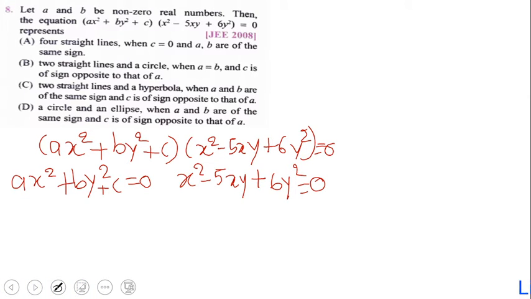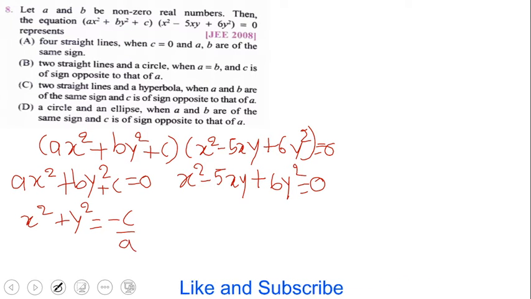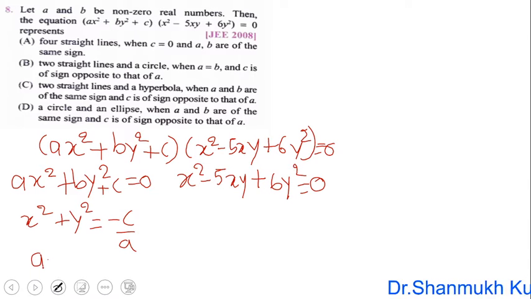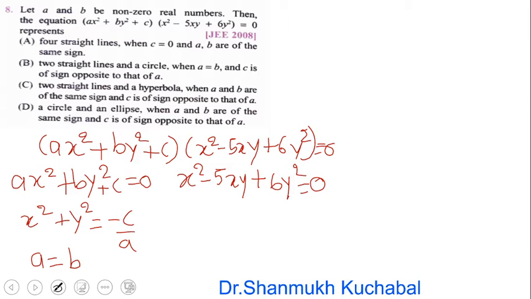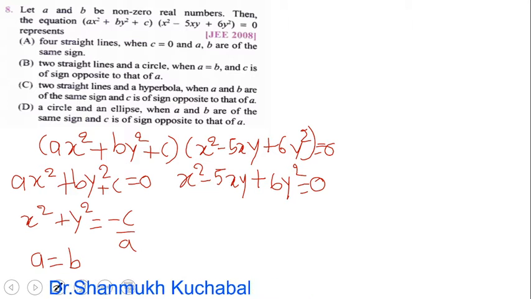So first factor solution, we can write this as x square plus y square equal to minus c by a. When is it possible here? We have taken a as a common, and I can take a common only when a is equal to b. So actually a(x square plus y square) equal to minus c, by a. We have taken a equal to b, then it is possible.